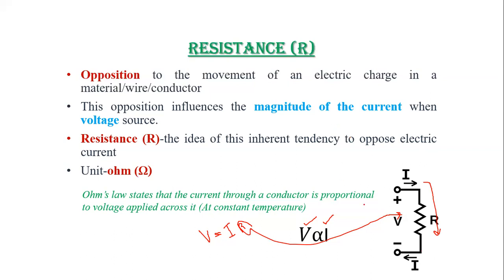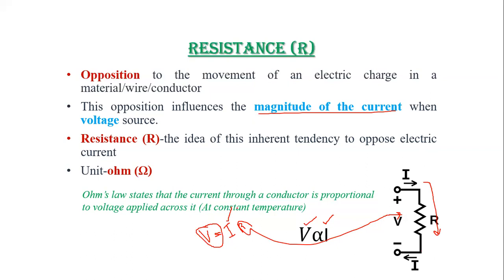Generally, if the voltage is constant, then your current will be influenced by the resistance. It means the opposition of the material influences the magnitude of the current. So this is the simple Ohm's law, which relates voltage and current with the help of the resistance.